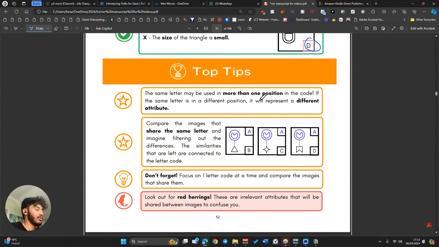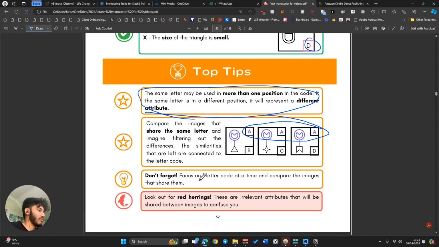The same letter may be used in more than one position in the code. So this is basically just letting us know that you want to be looking for a duplicate letter immediately, and you can see that actually here as well. All of these A's, that's the first thing that you should be looking at when you see a codes question. That's exactly how you work out any codes question. You should be able to get all of these right, if you're able to just figure out the duplicate letter and then find the similarity there.